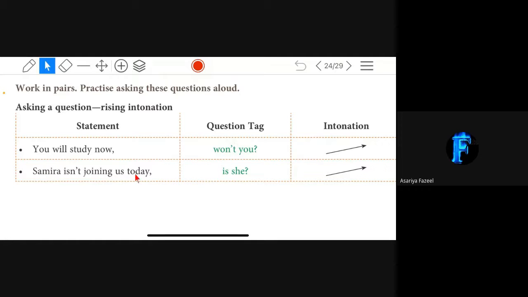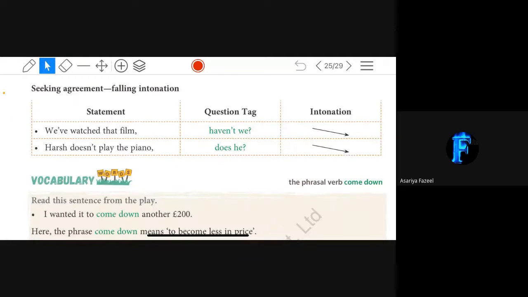Samira isn't joining us today. Is she? I am raising my voice. Why? Because I really don't know the answers of this question. So in the question tag, I am raising my voice. It is rising intonation because I really don't know the answers of these questions. But on the next page, I already know the answers of these two questions. Then I will use falling intonation.